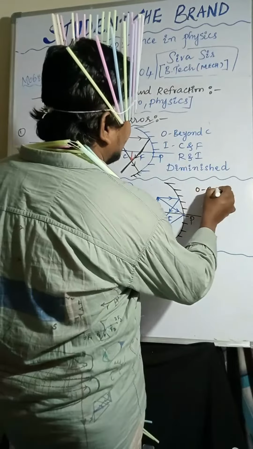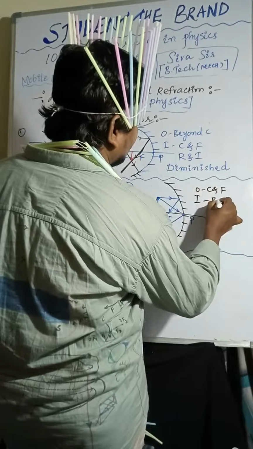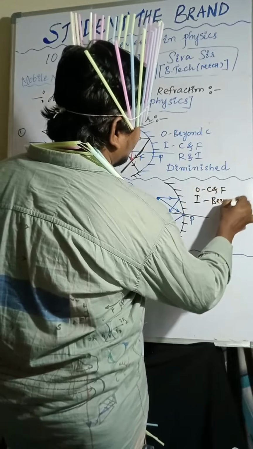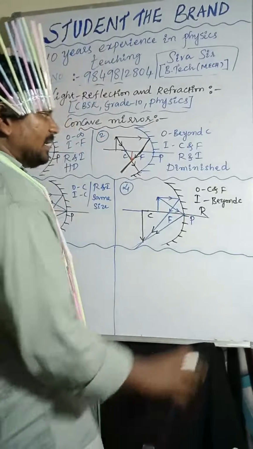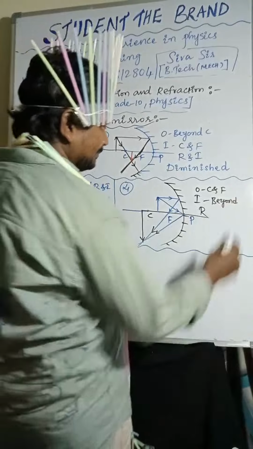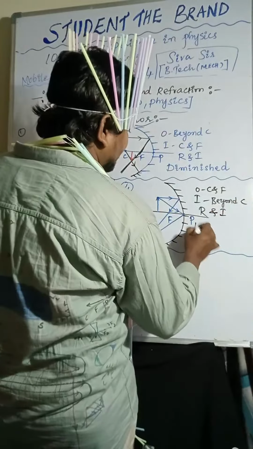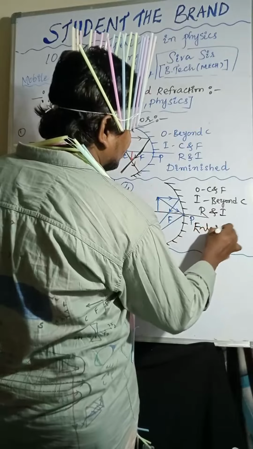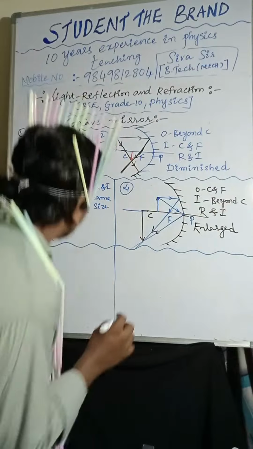Object is between C and F. Nature of the image is real and inverted. Real and inverted. Enlarged image. Coming to the fifth one.